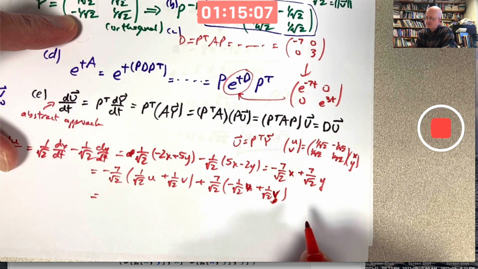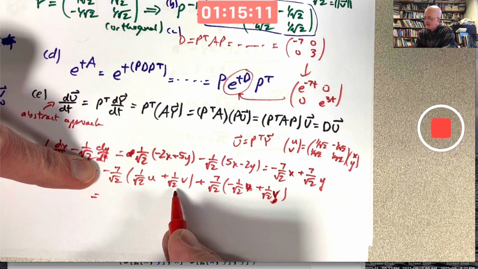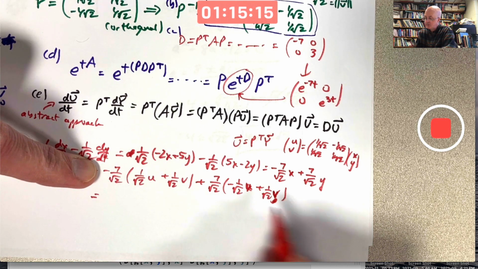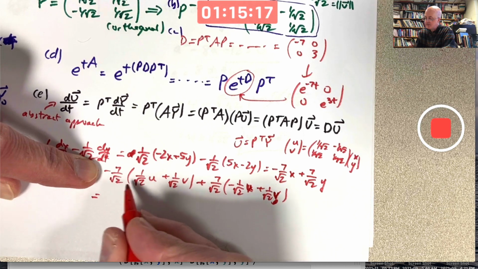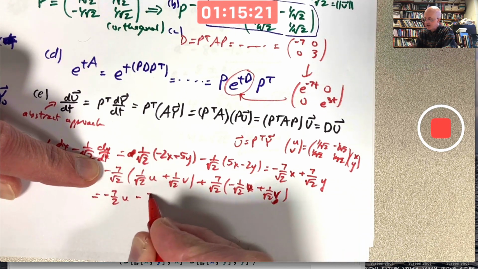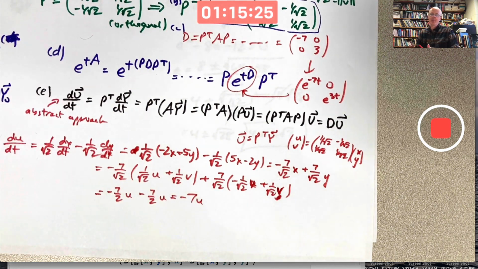The v terms cancel, because you got negative 7 over root 2 times positive 1 over root 2 v, and positive 7 over root 2 times positive 1 over root 2 times v. The v terms go away. The u terms give negative 7 halves u and another negative 7 halves u, which is minus 7u. For the sake of time, I'm not going to completely do the other one.